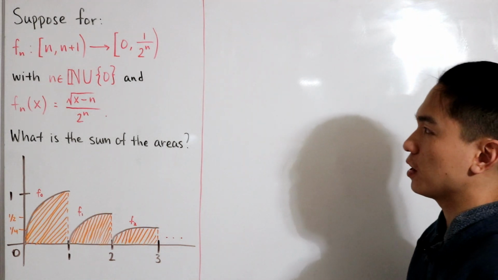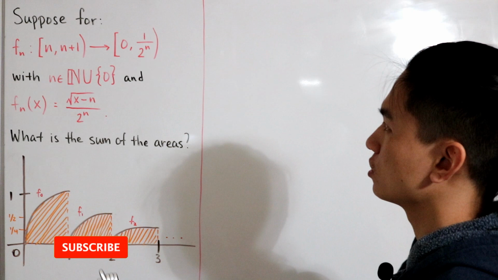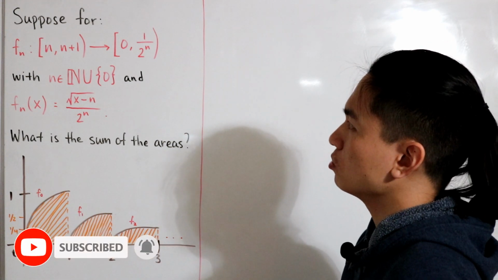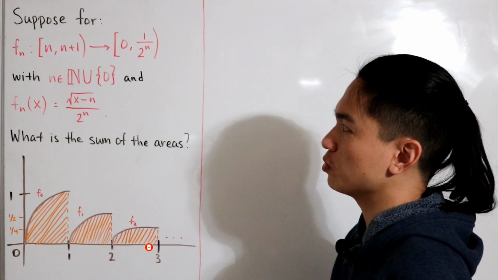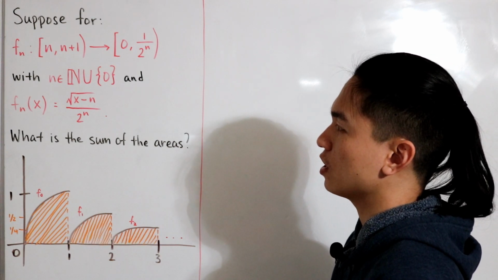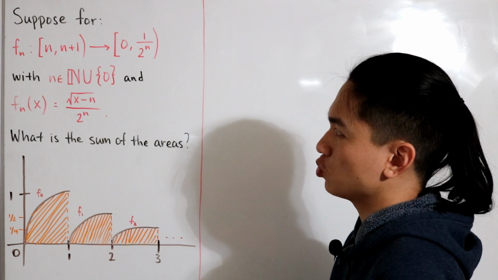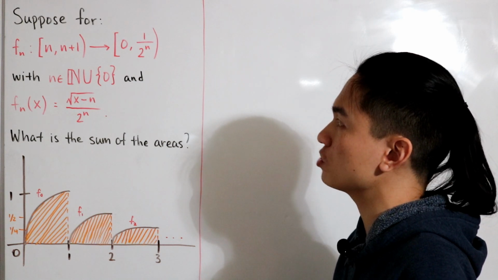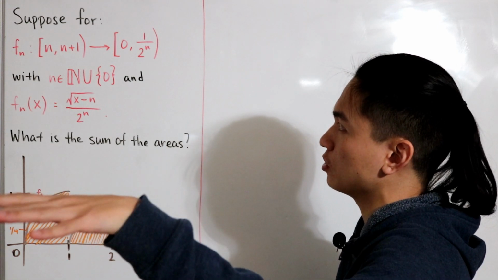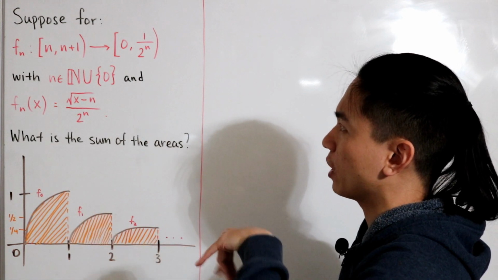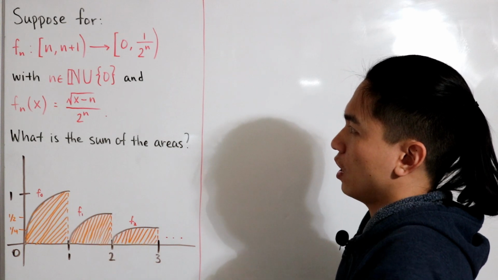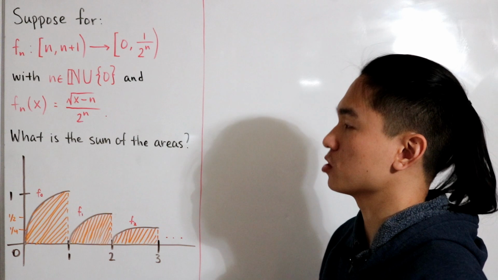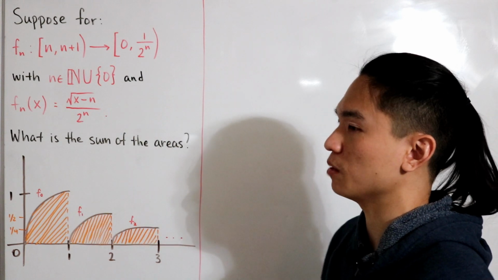Today we have a little calculus problem, but this is dealing with a little bit of analysis. Suppose that we have some sequence of functions, we'll call this f sub n. The domain is the interval from n to n plus 1, the left endpoint being inclusive, and that maps to the range from 0 to 1 divided by 2 to the power n. With that, n can be the natural numbers, but also including the singleton set with element 0.